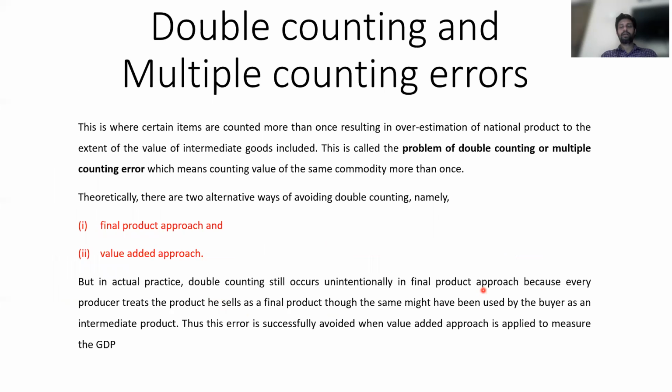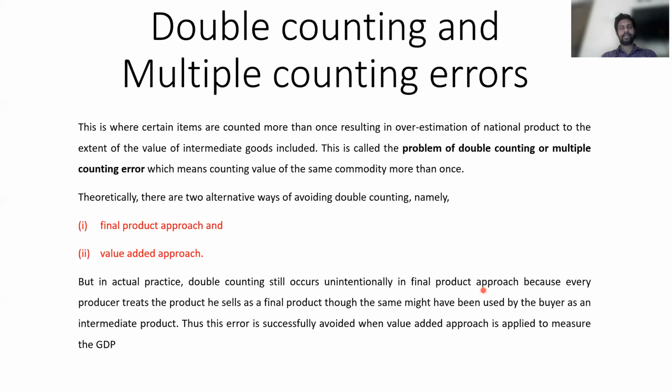double counting and multiple counting error. So now, we have considered three approaches of calculating a country's GDP. Now we have to consider, why do we want to calculate gross value added? At the very beginning, I said we will look at GVA under the production method. Why is that? Because of double counting and multiple counting error.